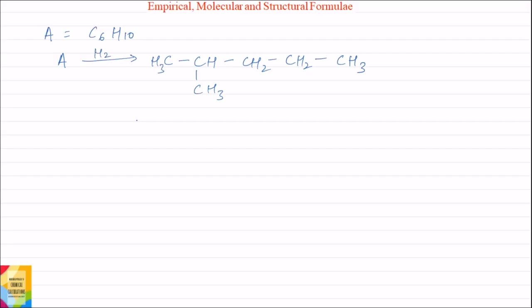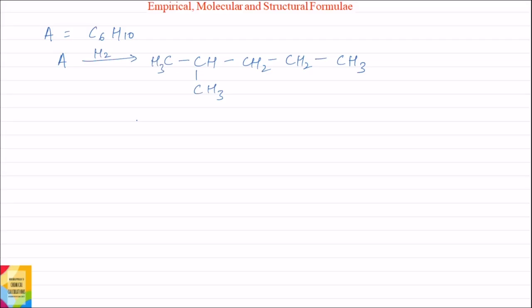Now according to the question, treatment of A with acidic HgSO4 gives a new compound B. This means A reacts with acidic HgSO4 to give a new compound B of molecular formula C6H12O. This shows that compound A has a triple bond and it undergoes hydration when treated with acidic HgSO4. Now we need to find out the position of the triple bond, whether it is present at the terminal position, that is at the end of the chain, or it is internal.